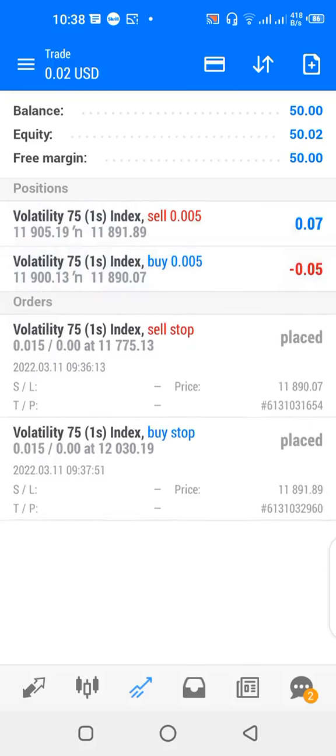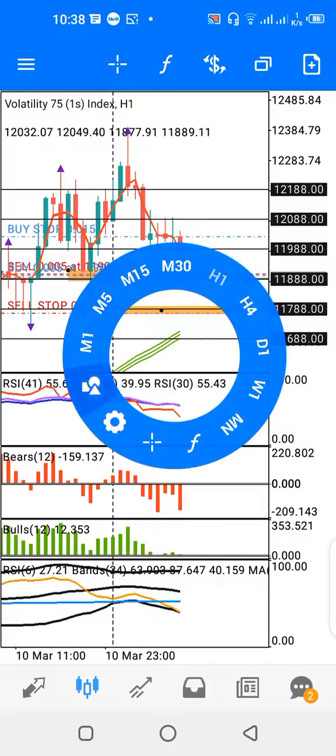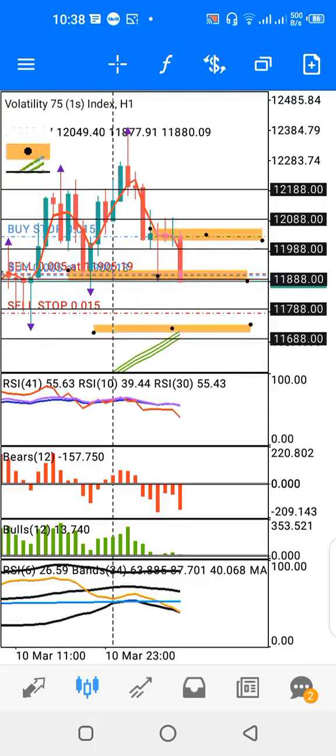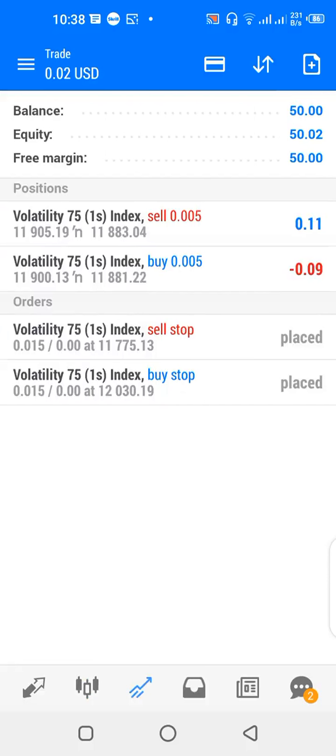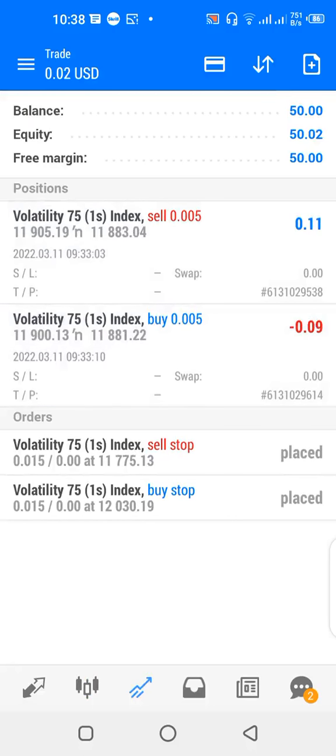Now, before I do what I'm going to do, let me just illustrate this. The buy stop is to cover for the sell trade, while the sell stop is to cover for the buy trade. So what I'm going to do now is to take profit for both the sell trade and the buy trade. My take profit is going to be about 60 points.